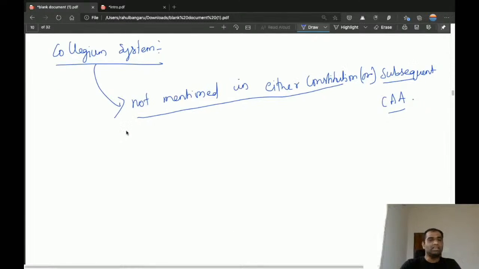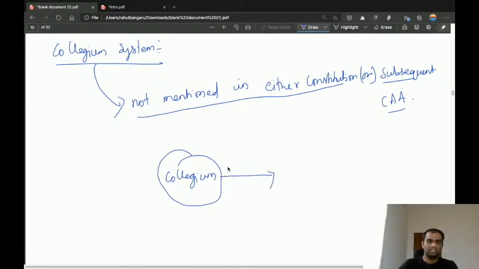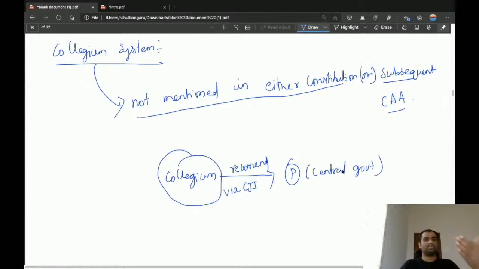Now see here, in this collegium system, what happens is that the collegium will recommend judges via the Chief Justice of India to the President. What is the meaning of President? Who will give approval for this recommendation? That is the central government, right? The collegium will send their recommendations to the central government via the Chief Justice of India.